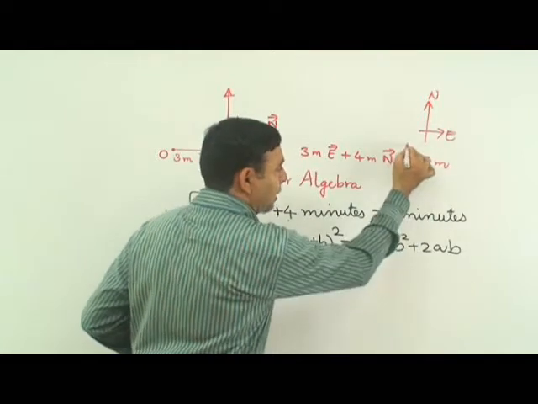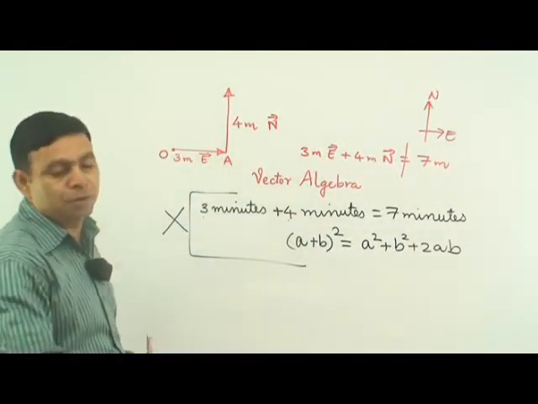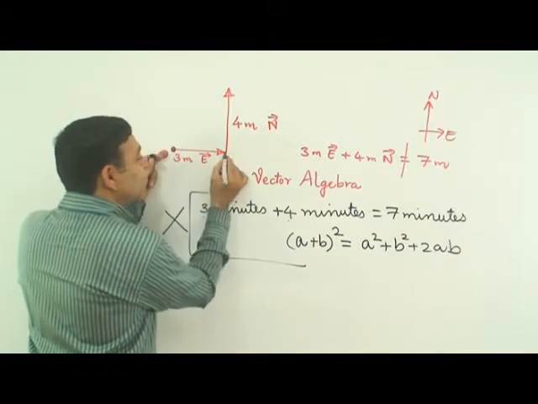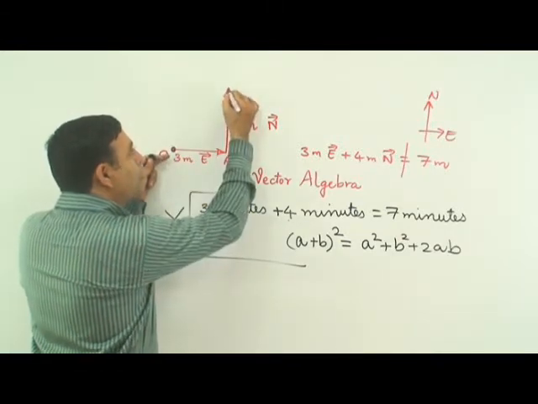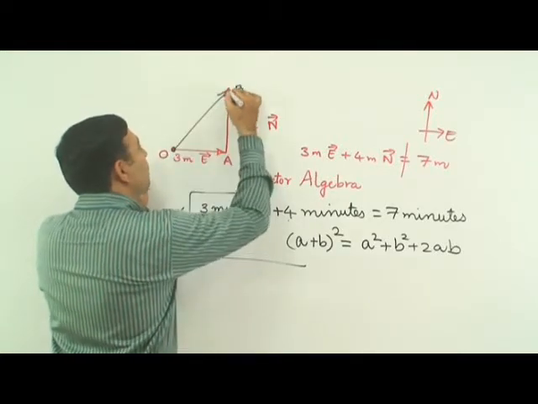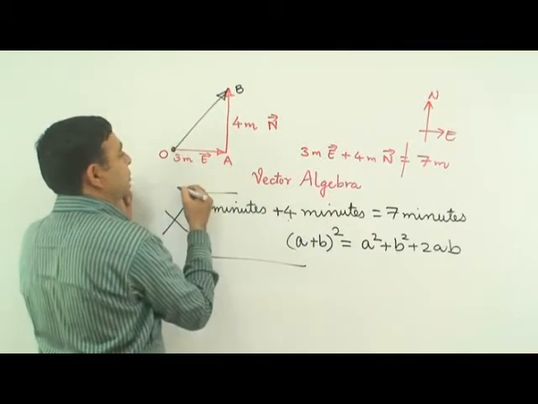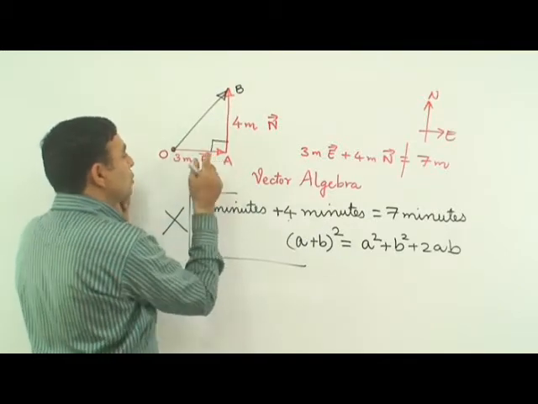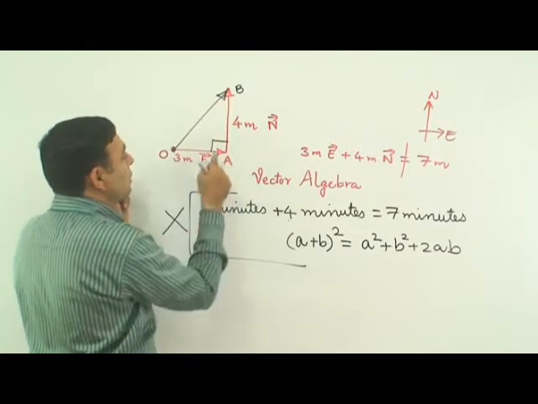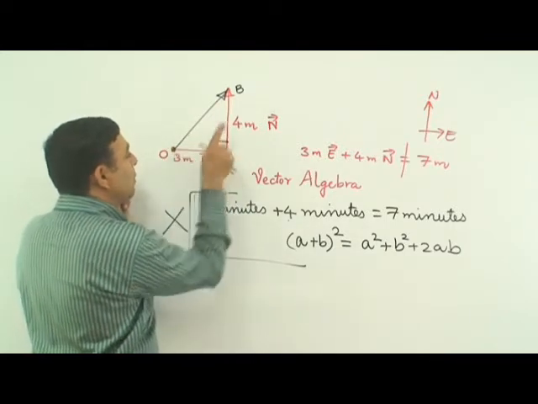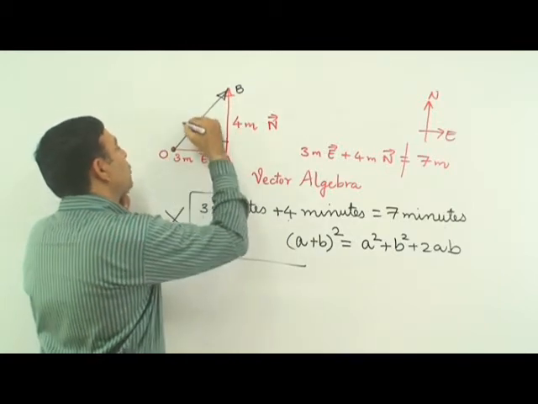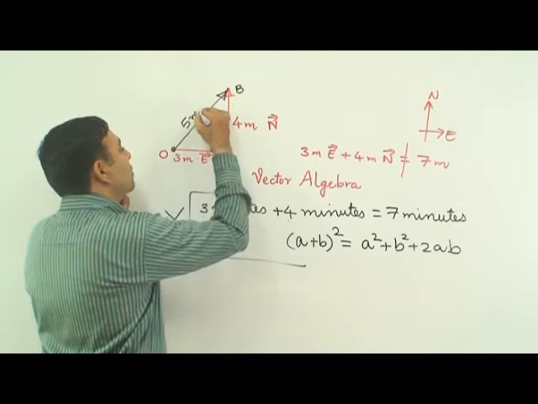Obviously it is not 7 meters, because initially you were at this position, you traveled this much and then this much. How far are you from your residence means it is this. So this is your displacement, and you all know very well, using Pythagoras theorem, displacement OB is nothing but under root of this squared plus this squared. That means root over 9 plus 16, that is root 25, which is going to be 5 meters in this direction.